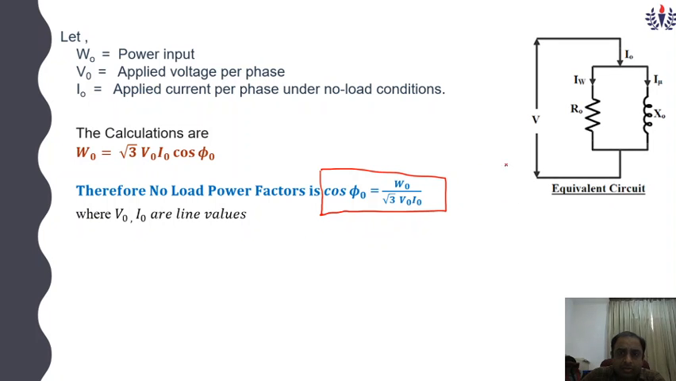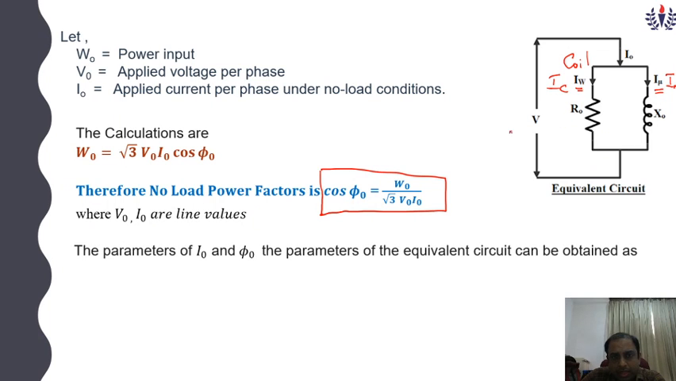This is the equivalent circuit of the no load test. The voltage is applied and I0 is flowing. There are two branches, a resistance and a reactance, because this is one coil. In this coil there will be a resistance and a reactance. The current flowing in the resistance R0 is the active component current IW. The current flowing in the reactance is the magnetizing component current. The active component is IW, or IC, and the magnetizing component is I mu, or IM.